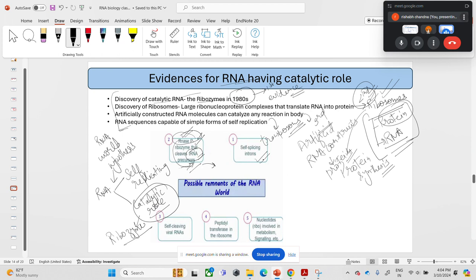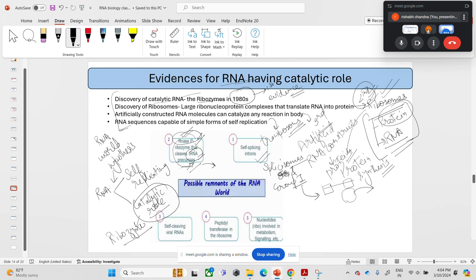the mature tRNA molecule that functions as an adapter molecule. The self splicing introns: we will study splicing later, and in some of the introns, for example, we have spliceosomes or the group 1 introns. So group 1 introns have the capability of splicing on their own. Okay, so they form a lariat kind of structure where the intron is basically removed out of the exon.